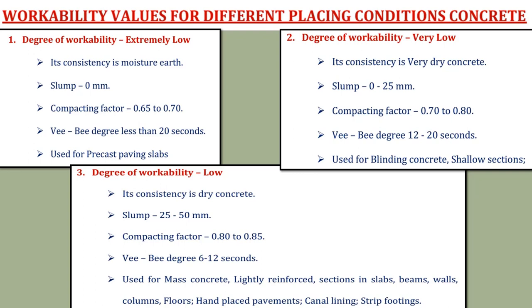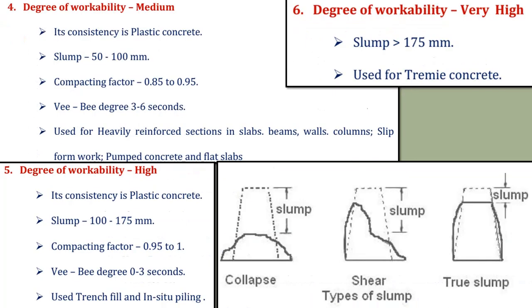Then third is the degree of workability low. Its consistency is dry concrete, slump is 25 to 50, compacting factor 0.8 to 0.85, VB degree 6 to 12 seconds. It is used for mass concreting, lightly reinforced sections in slab, beam, wall, column, floor, hand placed pavement, canal lining, strip footing.